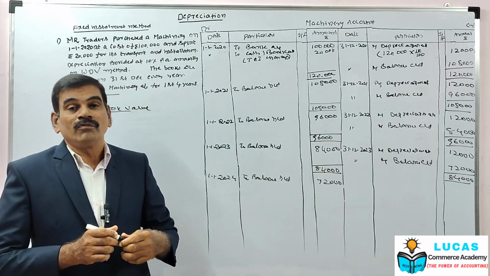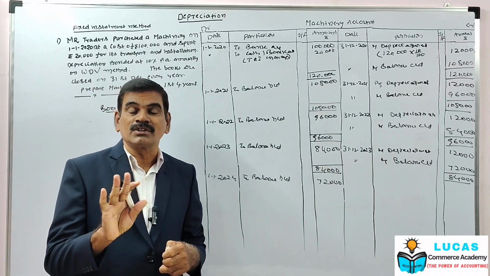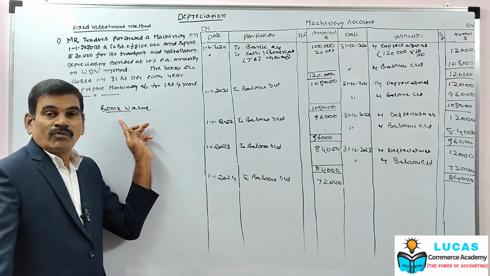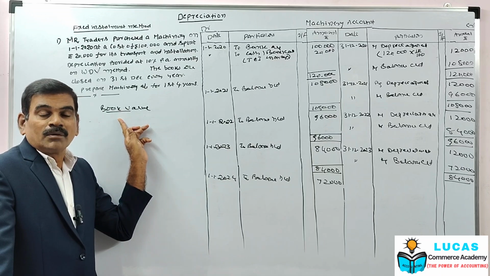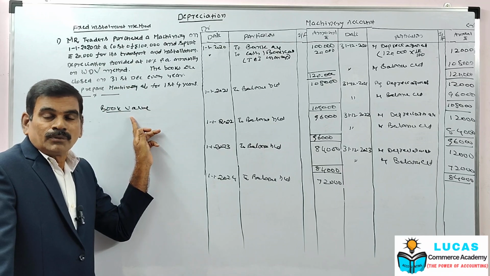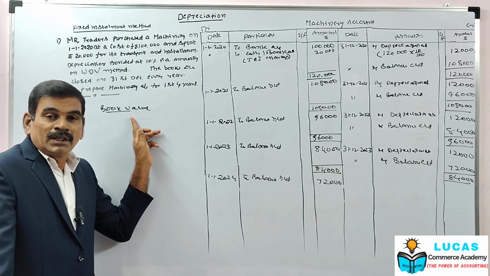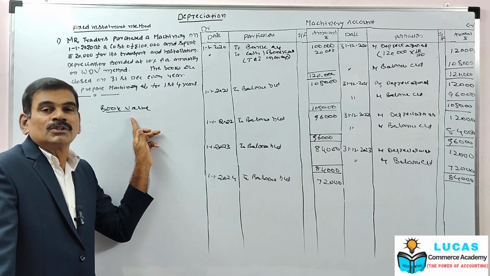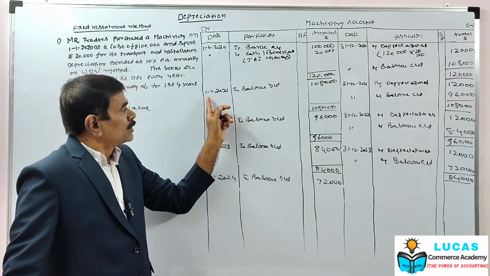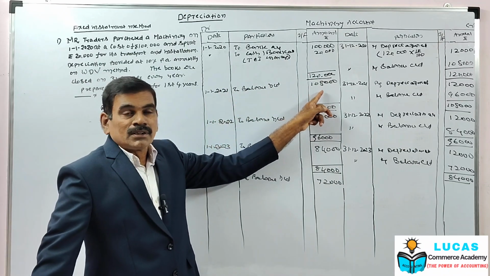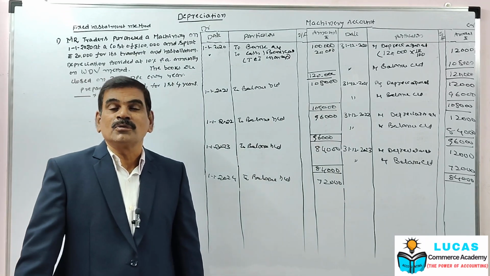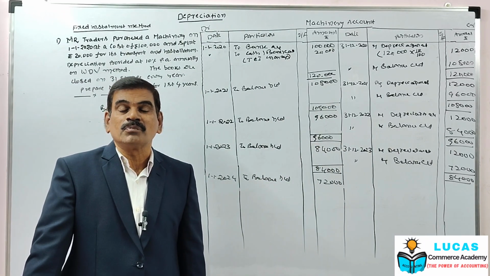On this value, we are going to provide depreciation at a fixed percentage. So once again, book value or written down value or diminishing value or reducing balance value, all are the same. What is book value? The value which appears at the beginning of every year is known as book value. So here the beginning value 1,20,000 is the book value, and at the beginning of the next year 1,08,000 is the book value. On this value, we are going to provide a fixed percentage of depreciation.